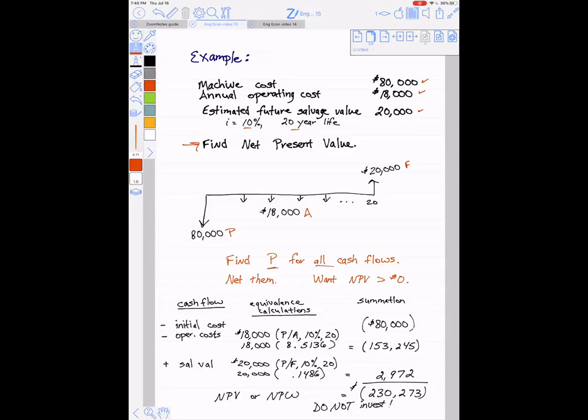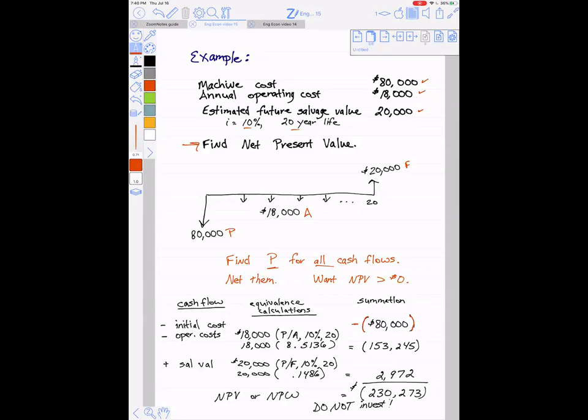All right, so I've done that here down on the bottom. Three columns: the cash flow, so just a description and the dollar amount, the equivalence calculations, and then the result, which we will then sum to come up with our net present value or net present worth. So initial cost is already $80,000. I've put brackets around it to show that it's a negative or a cash outflow. You could put a minus sign in front of it as well. The operating costs are $18,000.